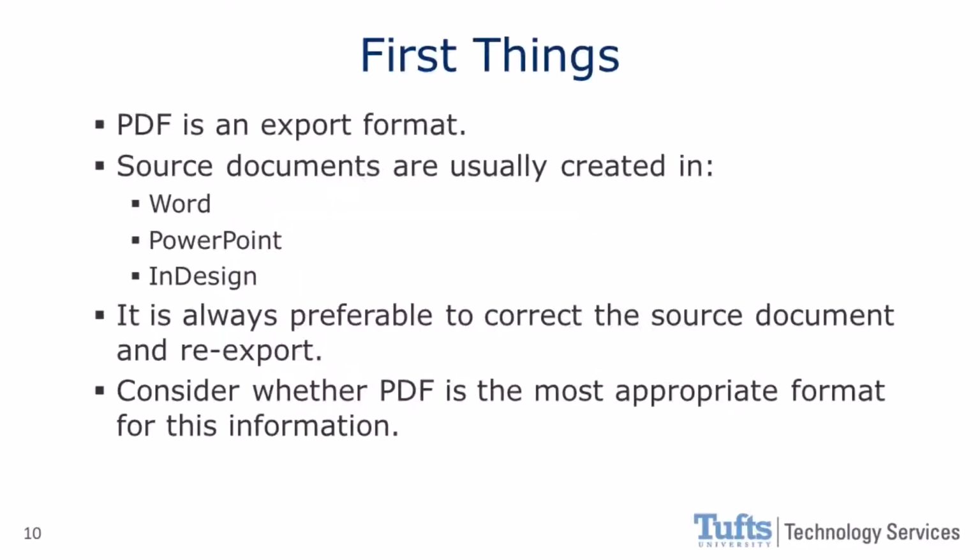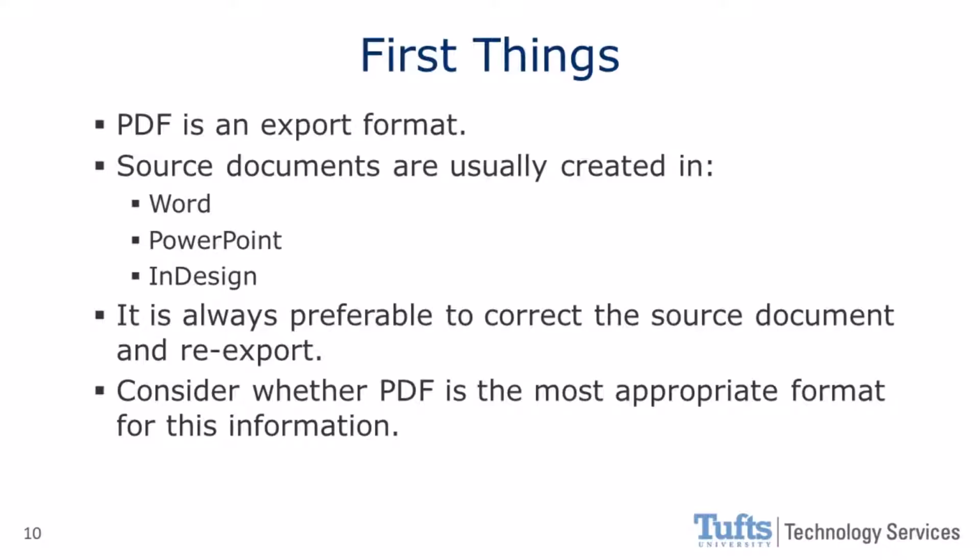It's always advisable to check the accessibility of your source document, for example, Word, PowerPoint, or InDesign, before converting to PDF. But there may be situations where you don't have access to the source document, and in those cases, there are some things you can do in Acrobat to remediate for accessibility.